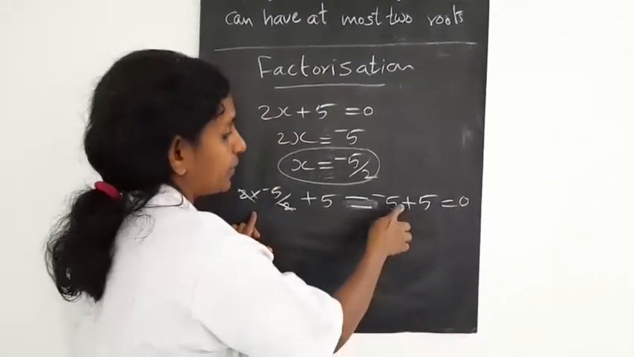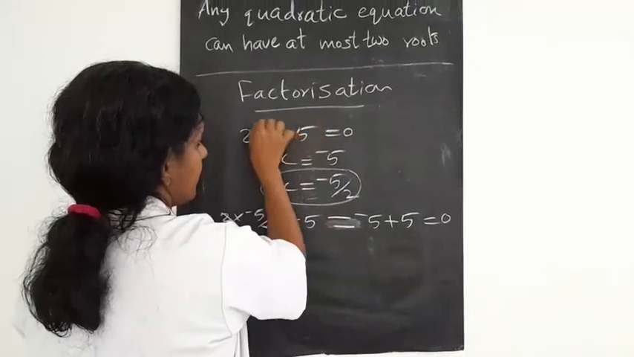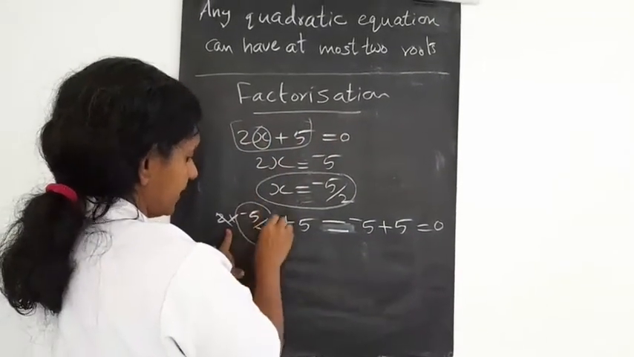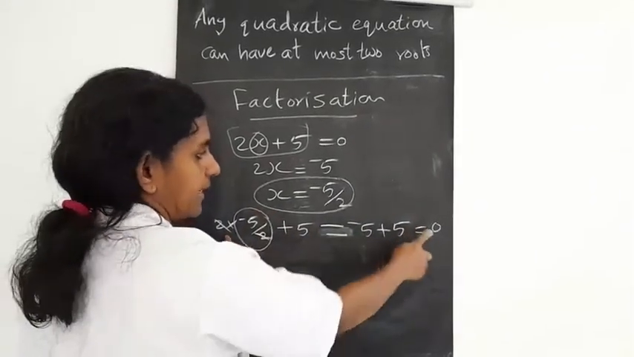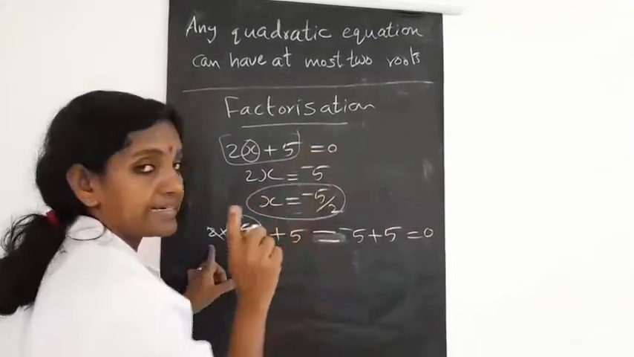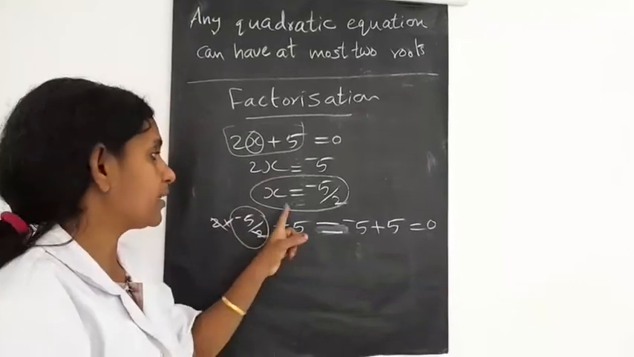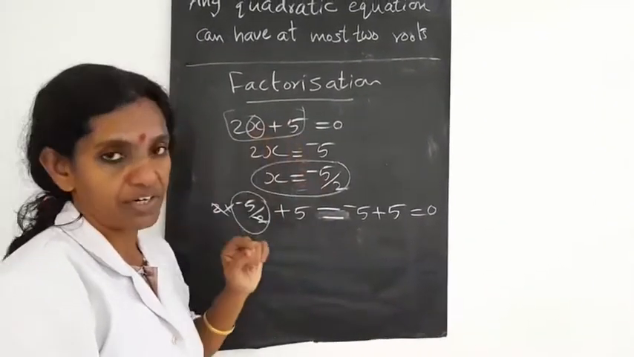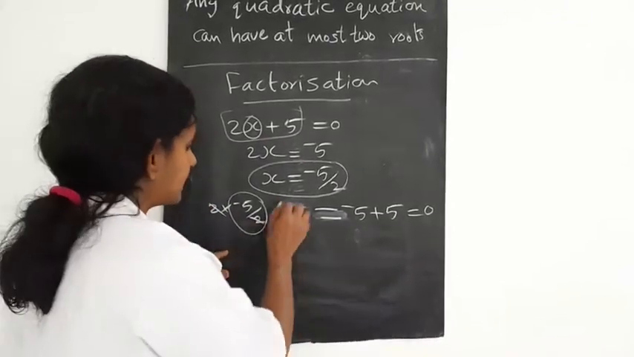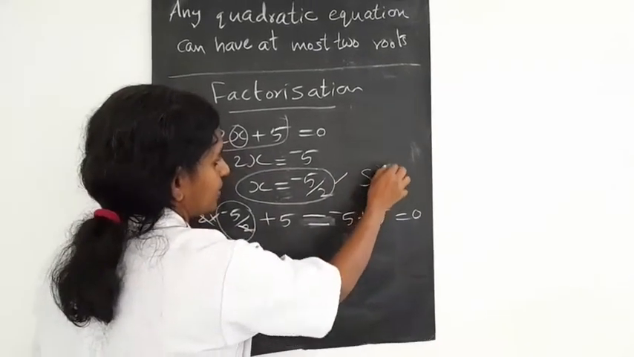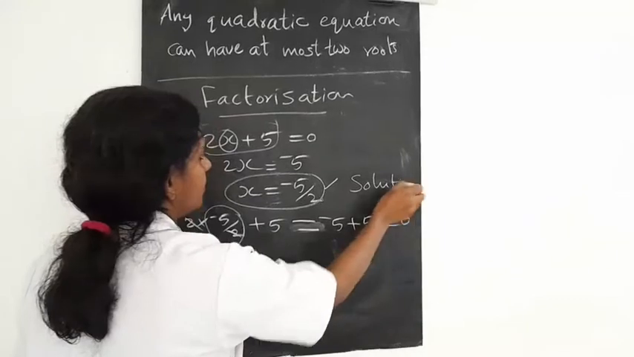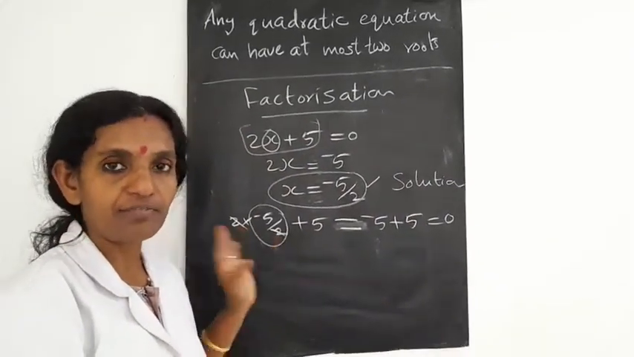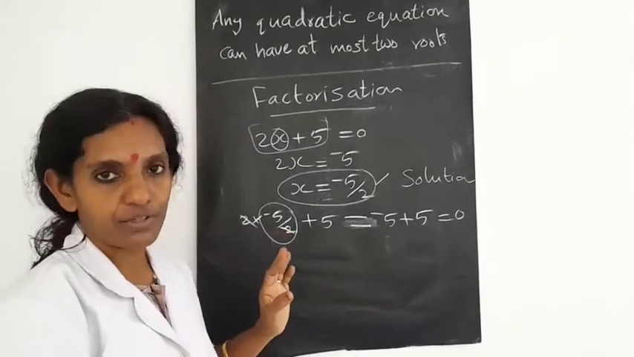So here you can see that in this equation, if you substitute negative 5 by 2 in the place of x, you are getting 0 on the right side. That is, the equation is satisfied. That value x equal to negative 5 by 2 is satisfying this equation. Therefore, x equal to negative 5 by 2 is a solution of this equation. The same way we can solve quadratic equations also.